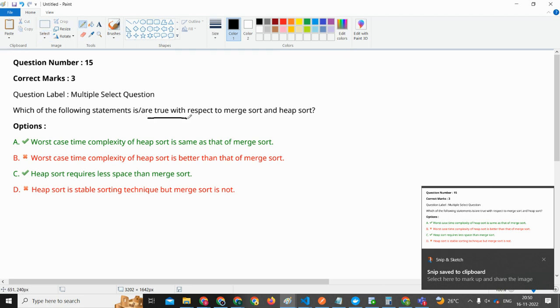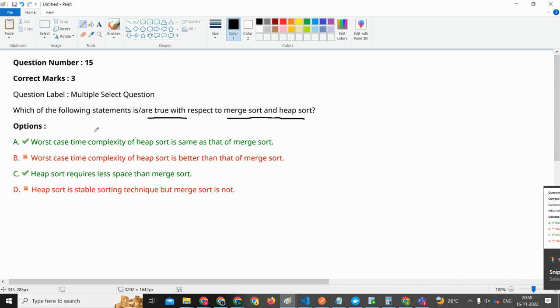So what's this? Which of the following is true with respect to merge sort and heap sort? Is the complexity of heap sort the same as merge sort? Does someone want to take this? Do you guys remember heap sort? Okay, you want me to explain heap sort maybe?